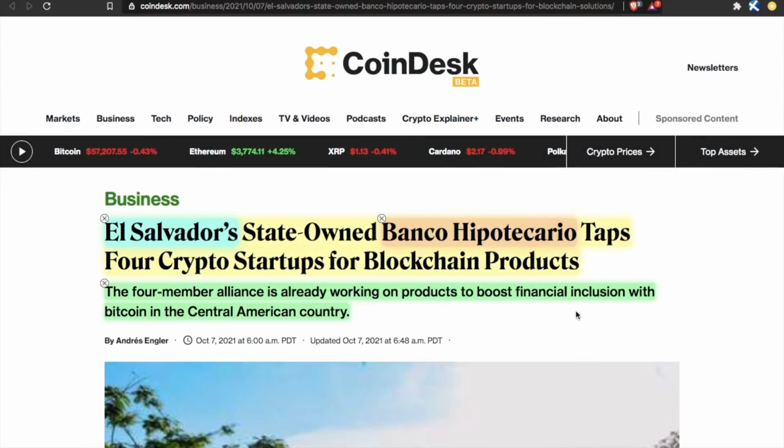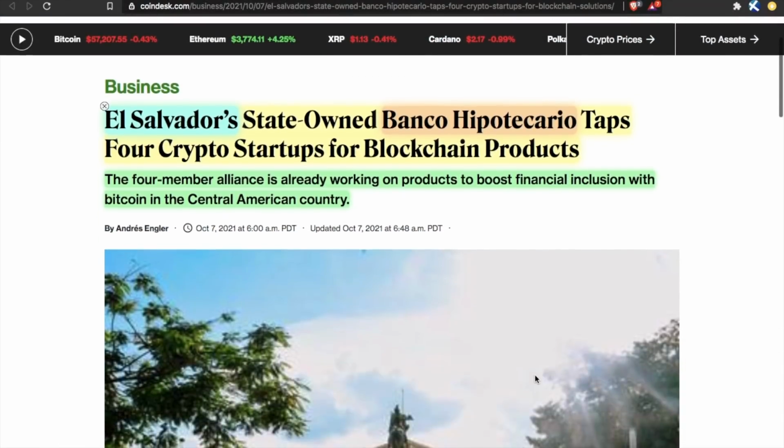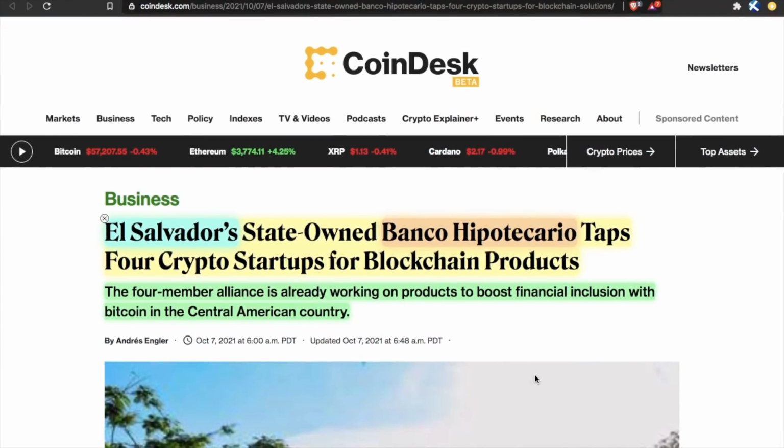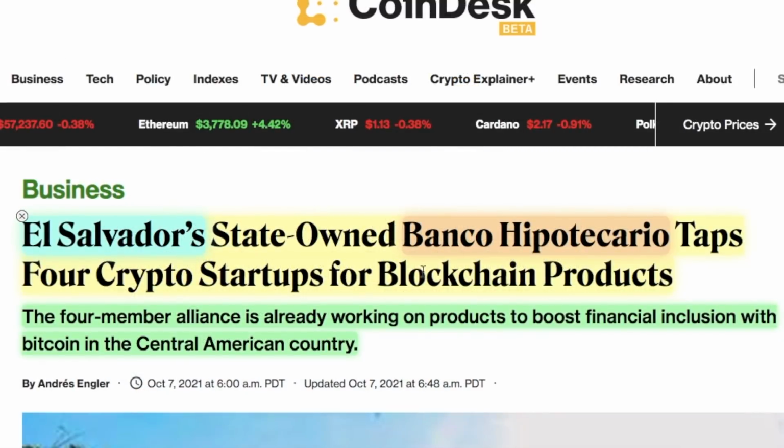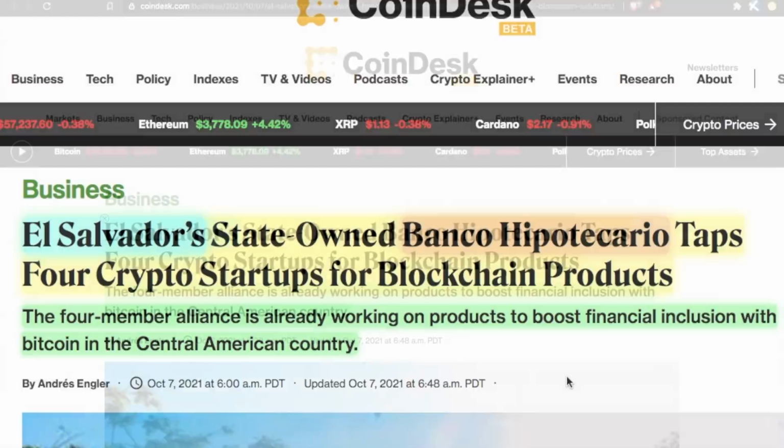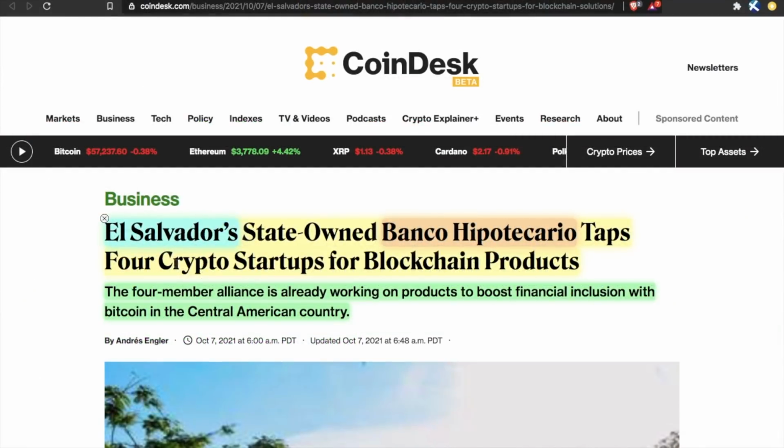You also may have seen this huge piece of news as reported by our channel a few days ago. El Salvador state-owned bank, Banco Hipotecario, taps 4 crypto startups for blockchain products. And Sovryn is one of those 4 being adopted by El Salvador state banks for decentralized lending and borrowing products, as well as potentially Bitcoin-backed stablecoins.